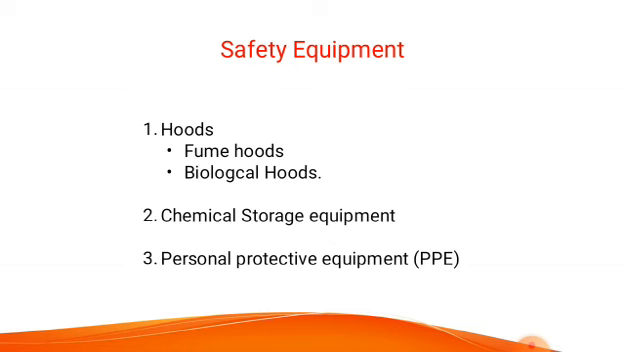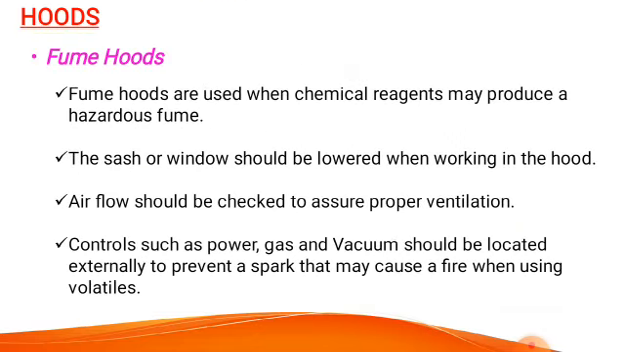The first safety equipment, the hood, is branched into two: fume hoods and biological hoods. Fume hoods are used when chemical reagents may produce a hazardous fume. The sash or window should be lowered when working in the hood. Then airflow should be checked to assure proper ventilation.